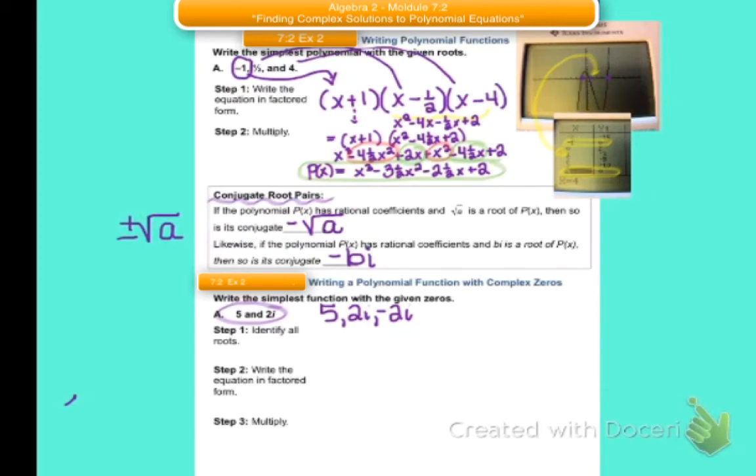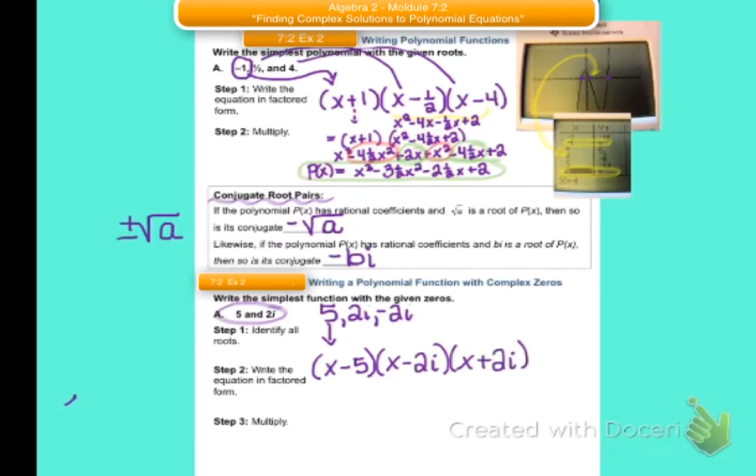So our first step was to identify all the roots, and I just did that. And then for each one of these zeros, write the binomial that each of those comes from. In other words, write the equation in factored form. So this 5 would produce a binomial factor of x minus 5. That way if I plugged 5 in for x, that would give me 0. And the 2i would be x minus 2i. And the negative 2i would be x plus 2i.